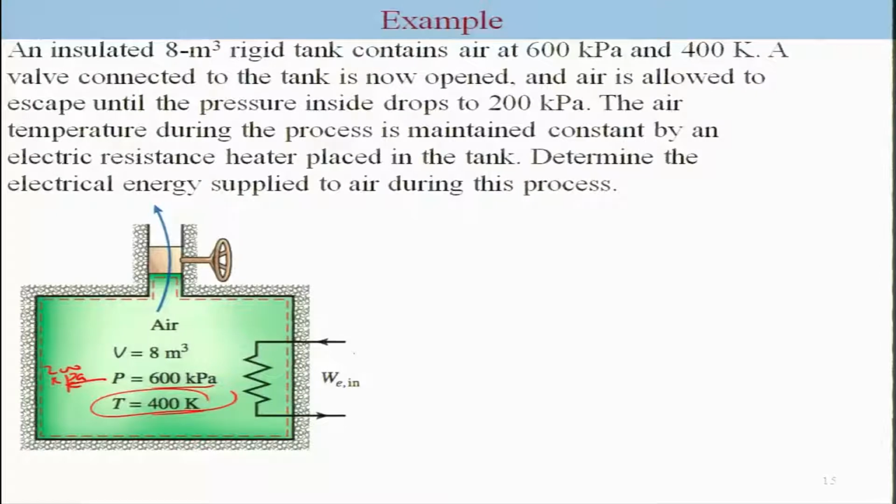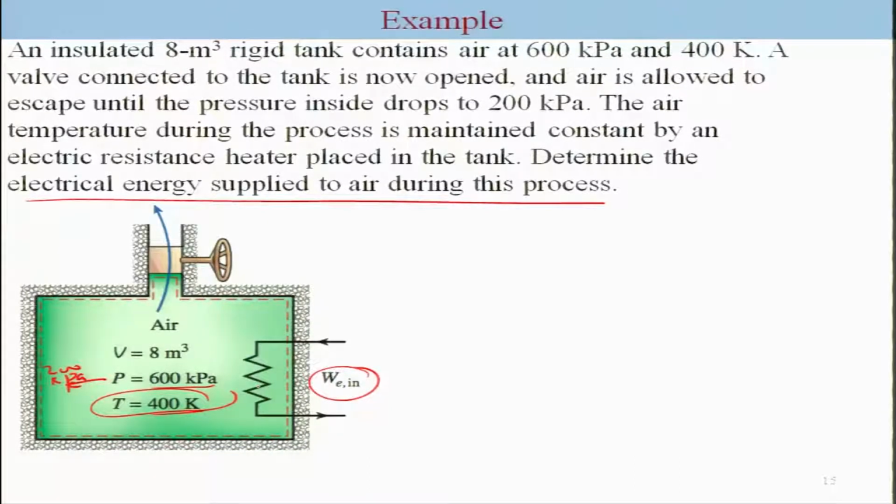And how is it maintained? By providing this electrical resistance. So, electrical work is applied to the system, and what we need to find is the electrical energy supplied to the air during this process, where the pressure is changed from 600 to 200 kilopascal, keeping the temperature constant.